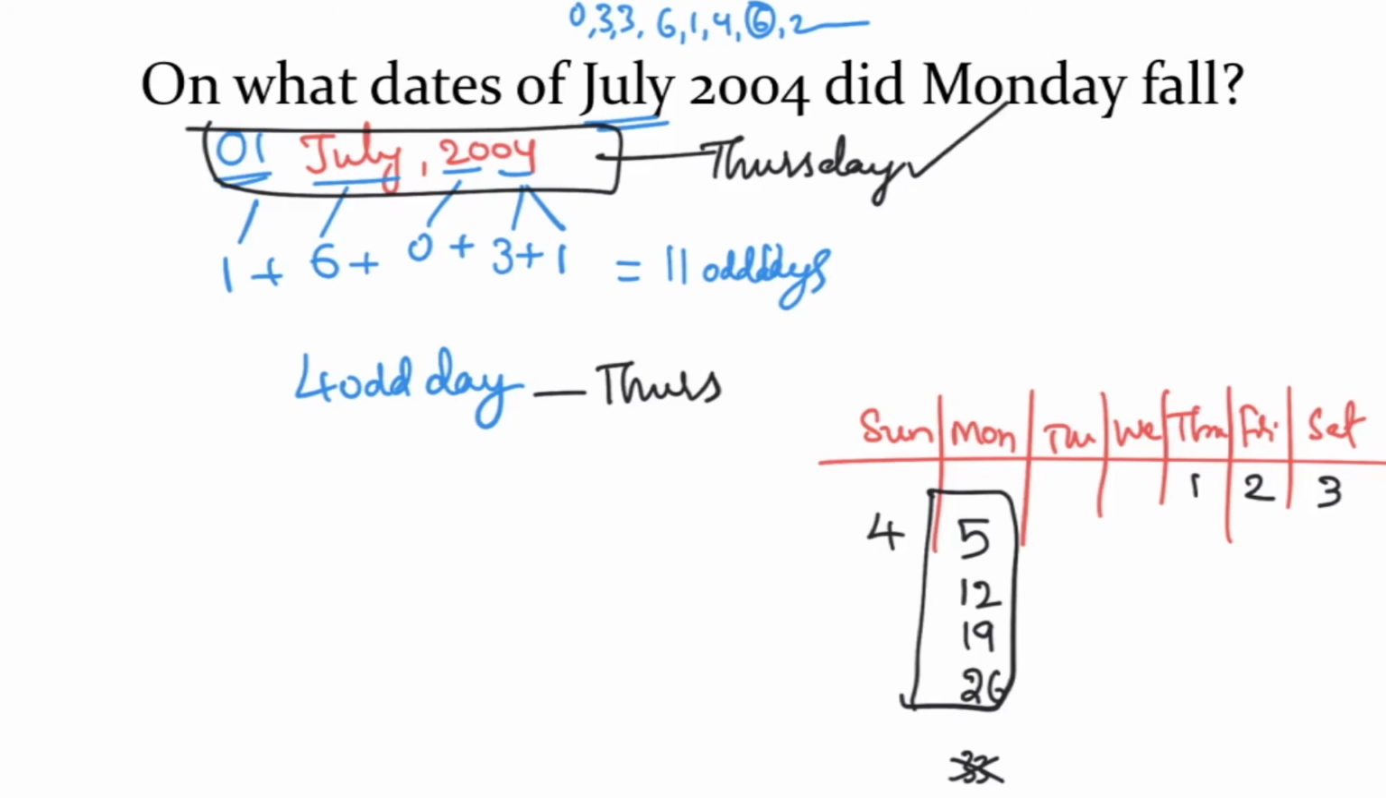The same question can be asked in many ways. On what day does the first Monday fall? The first Monday falls on 5th. On what day does the last Monday fall? 26th. Or how many Mondays are there in July 2004? 4 Mondays are there.